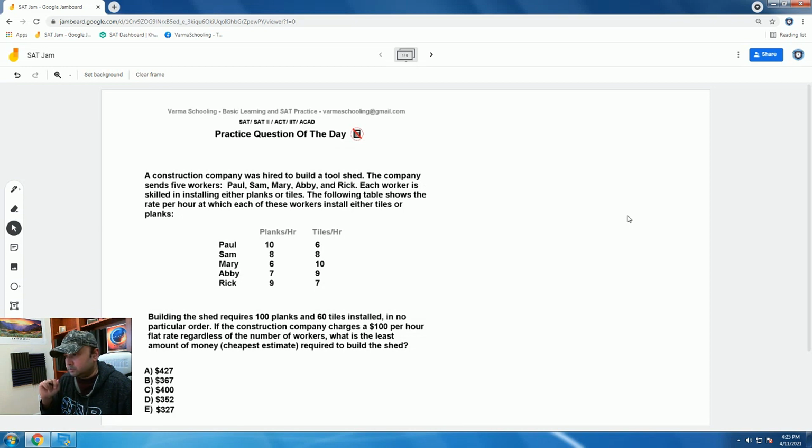If the construction company charges $100 per hour flat rate regardless of the number of workers, what is the least amount of money, the cheapest estimate, required to build the shed? Now, these kinds of questions are very popular with banking tests or engineering tests. These are worker job time optimization questions, and they're quite fun to do.